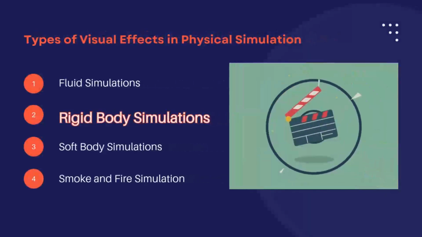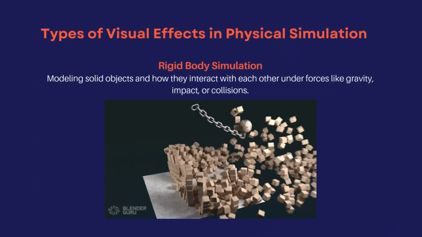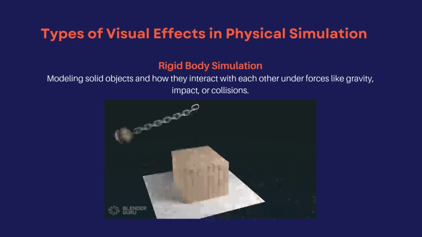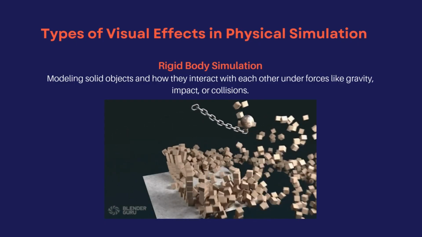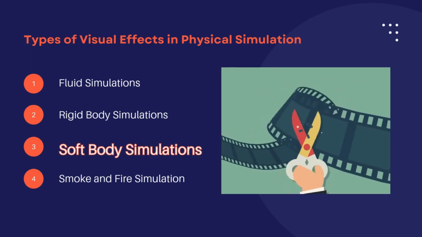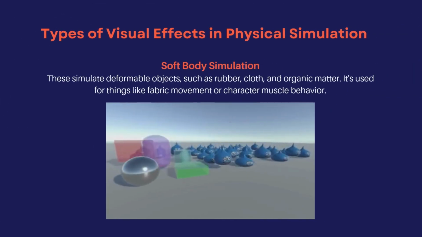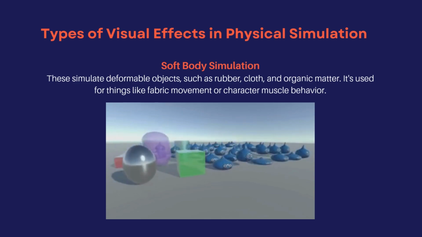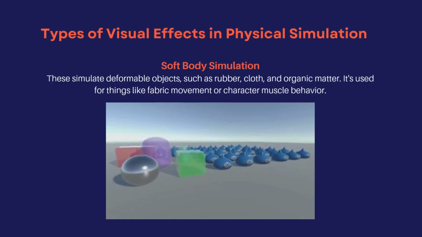Next one is the rigid body simulation. Modeling solid objects and how they interact with each other under forces like gravity, impact, or collisions. Next is the soft body simulation. These simulate deformable objects, such as rubber, cloth, and organic matter. It's used for things like fabric movement or character muscle behavior.